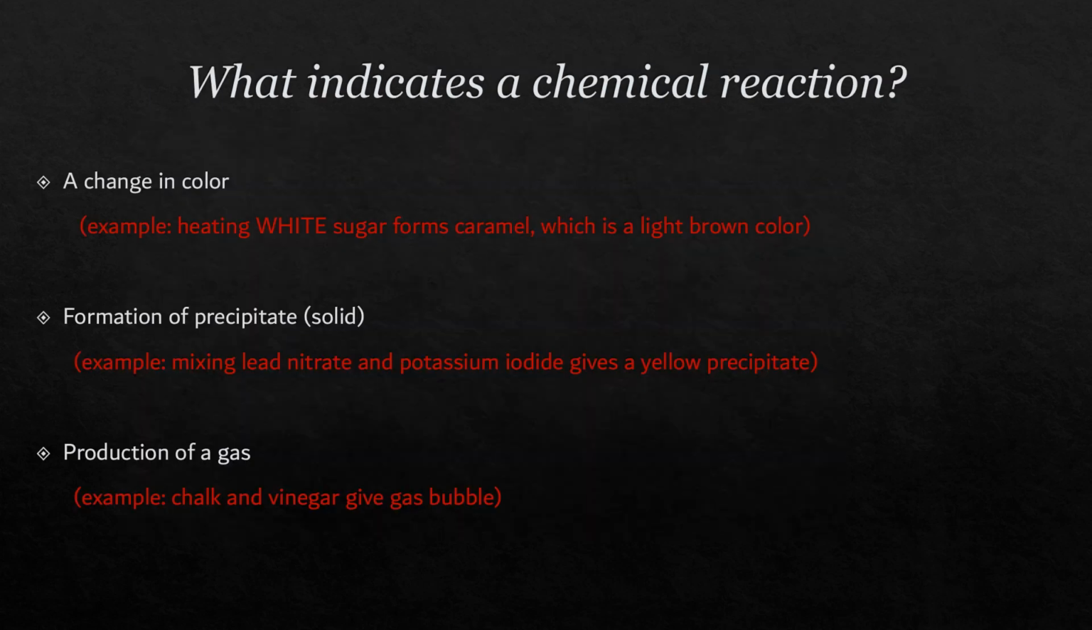So, what indicates a chemical reaction? The first indication is a change in color. For example, when we heated the white sugar and it became light brown. The second indication is the formation of a precipitate. For example, when we mix the lead nitrate and potassium iodide to give a yellow precipitate. The third indication is the production of a gas. For example, mixing chalk and vinegar gives gas bubbles. Please pause the video and copy these notes into your copybook.